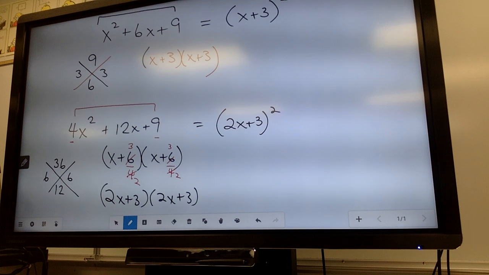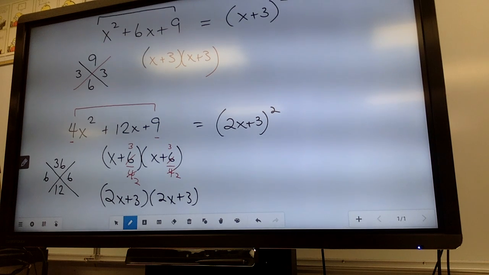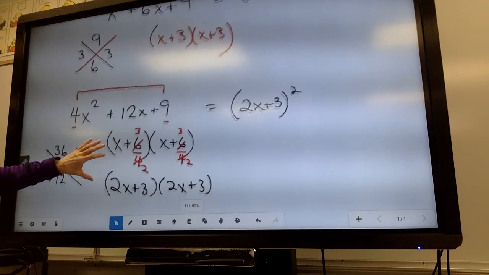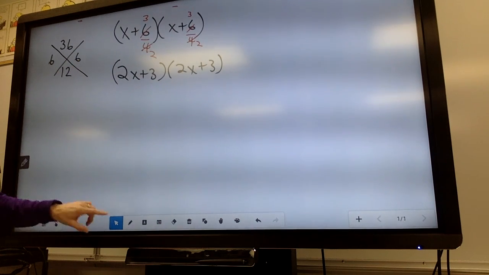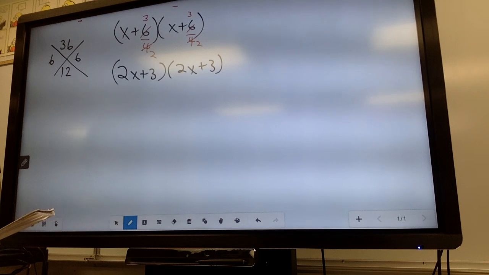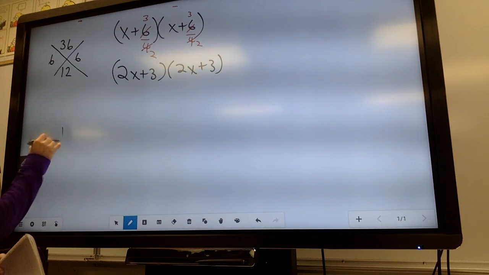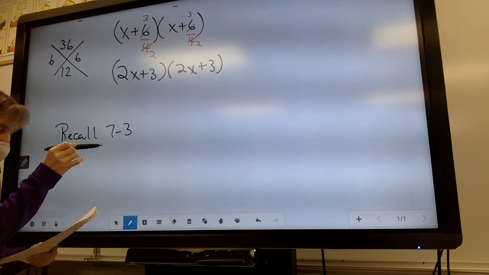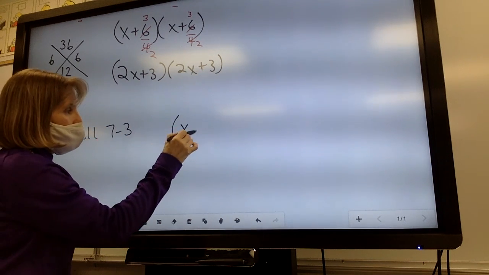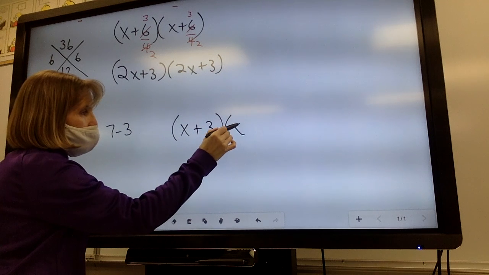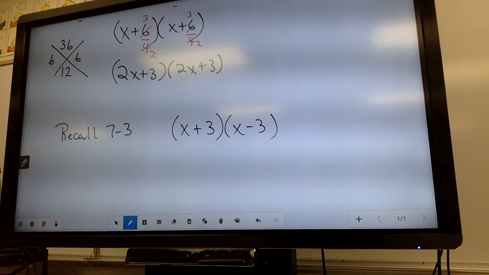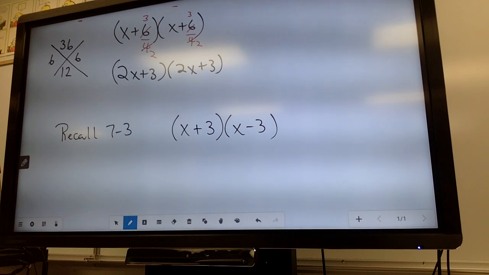Want to see any more of those? We're good. Okay, that's one pattern, that's one special case. If you recall from 7.3, there was a second pattern, or a second case. Recall 7.3 again. I asked you to multiply x plus 3 times x minus 3. What if they weren't the same? It was their signs that were different.